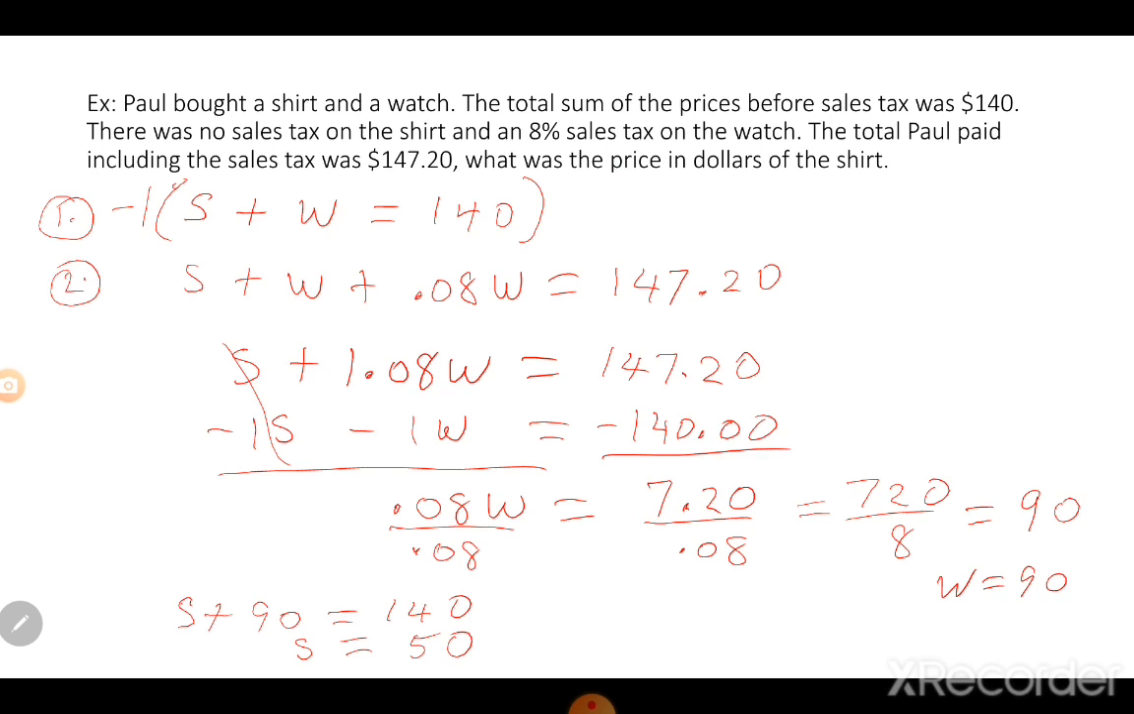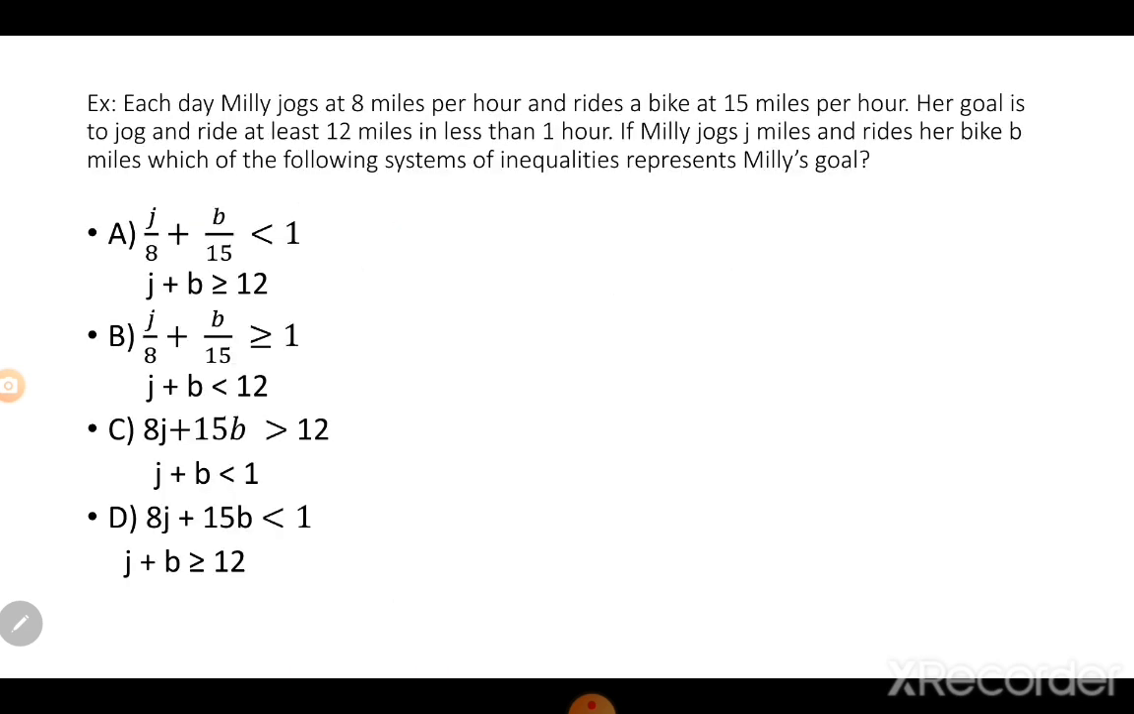Okay, let's look at another example. In this example, we're going to be using inequalities, but we're also going to be looking to create two equations. And we see two equations in our answers. So let's read the question.